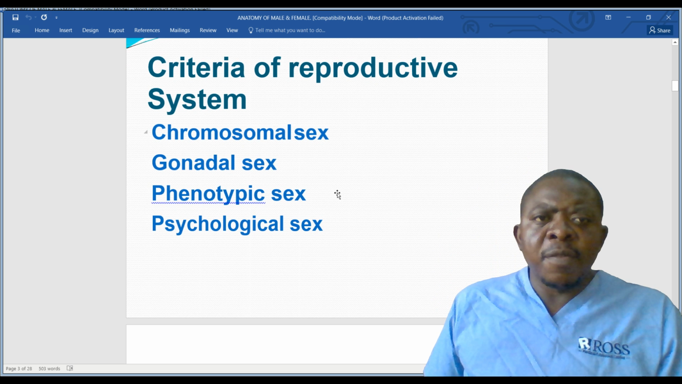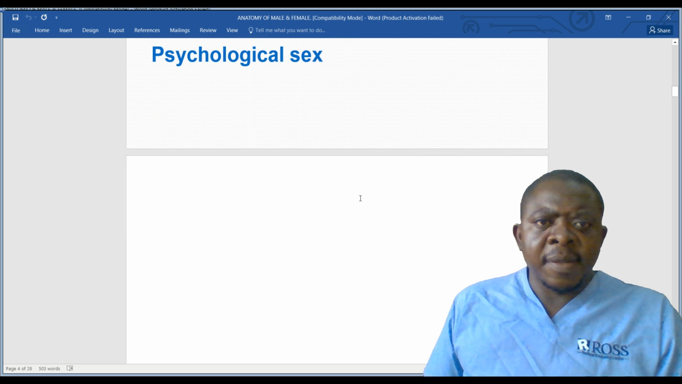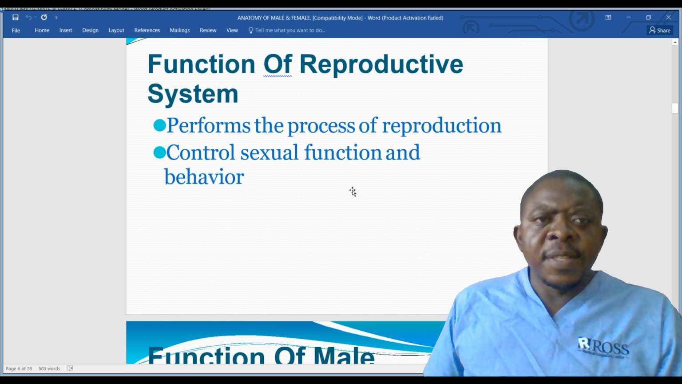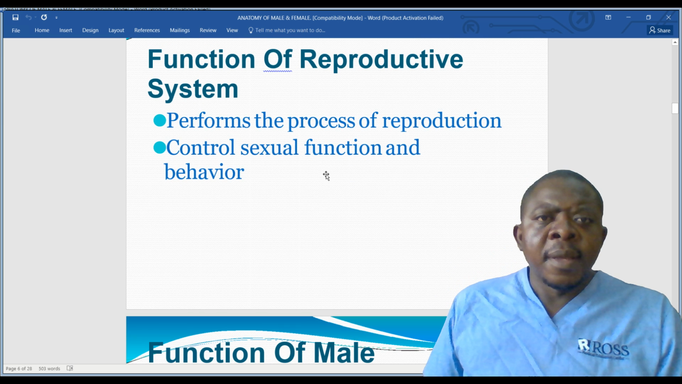Criteria of reproductive system. There is chromosomal sex, there is gonadal sex, there is phenotypic sex, and there is psychological sex. Functions of reproductive systems. It performs the process of reproduction, control sexual function, and behavior.